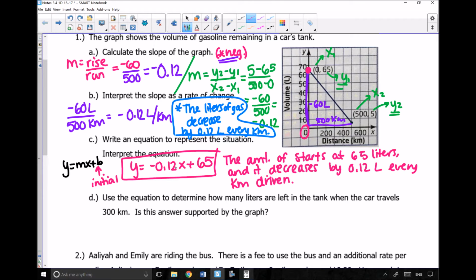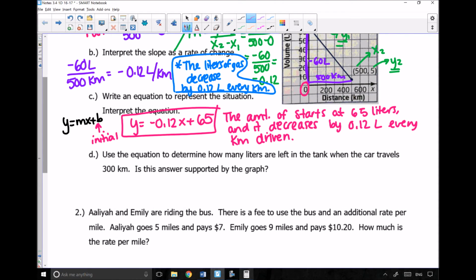Okay, that's what this is saying here. So y equals, you go down by 0.12 liters for every kilometer, but you start at 65. Okay? And then part D says use the equation to determine how many liters are left in the tank when the car travels 300 kilometers.